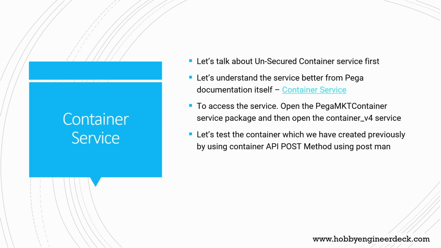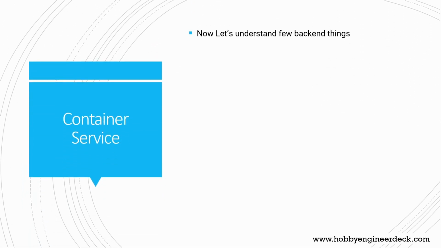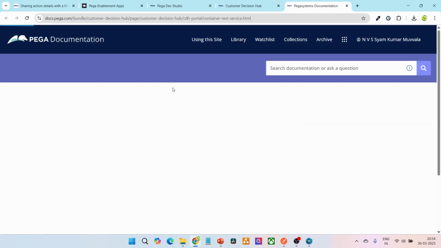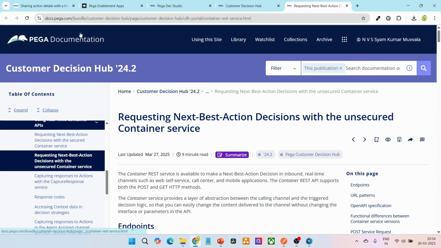As we know, this container service supports REST, both the GET and POST methods. We are going to focus only on the POST method. And also let us understand a few important attributes in the response. First of all, let us complete this particular slide. Let me open the container service. You can also go to docs.pega.com and search for requesting next best action decisions with unsecured container service, or just type container service in the search, and you can easily navigate.